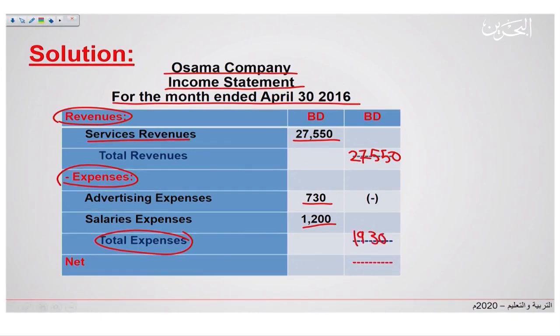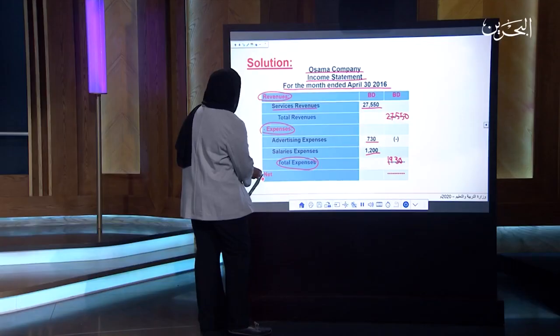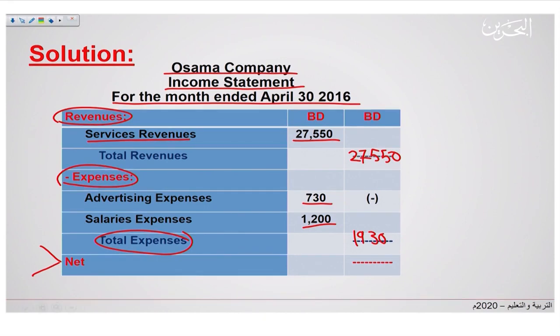1,930 BD. Now, to determine whether we are having net income or net loss, we have to take a look at the total revenue amount and the total expense amount. As you can see, it is obvious that the total revenue amount is higher than the total expense amount. So we are going to write here net income, which means that the company is making profit.